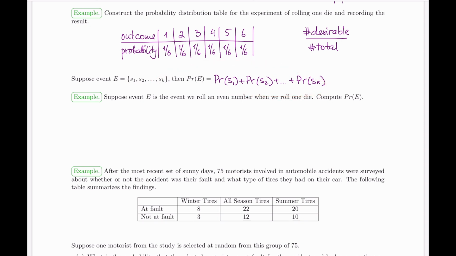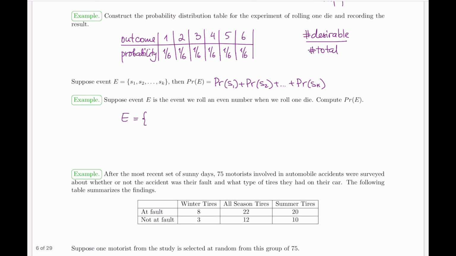And I know that this is a bit of a handful in terms of notation, so let's do an example. Suppose the event E is the event that we roll an even number when we roll a die. How are we going to compute the probability? We can, of course, do the desirable over the total as we always have, but let's try to use the probability table. So first of all, our event E now corresponds to the event of rolling a 2, a 4, or a 6, because those are all the even numbers.